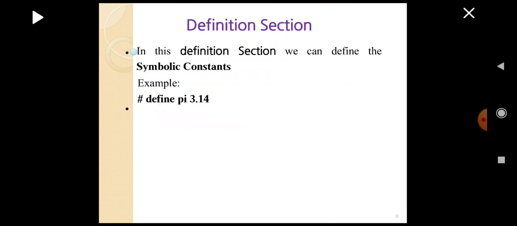Next is definition section. In this definition section, we can define symbolic constants. We can use some of the symbolic constants like pi in our program. For example, the general syntax would be hash symbol, define keyword should be used, PI 3.14. Here we are going to assign the value 3.14 to a symbolic constant pi.